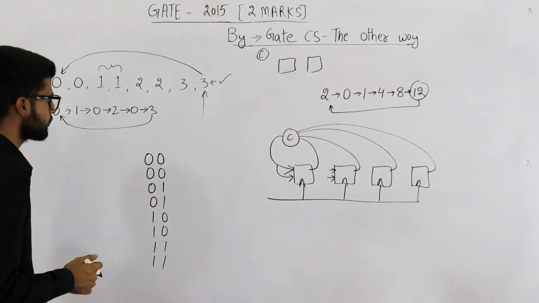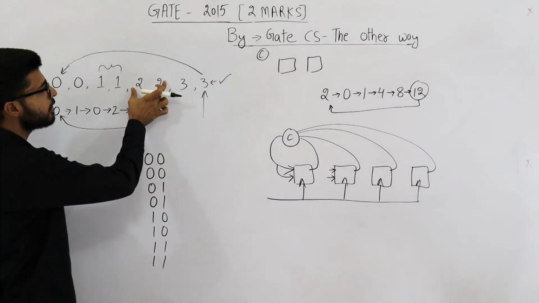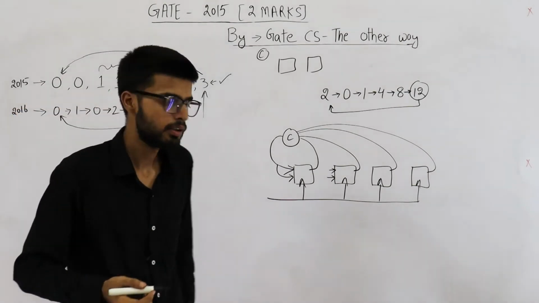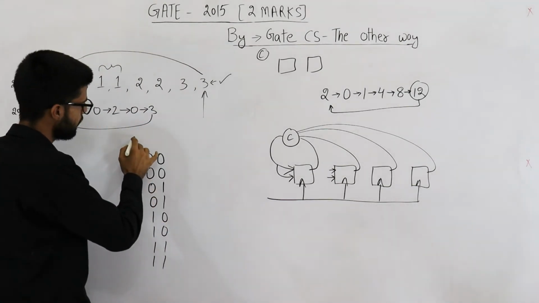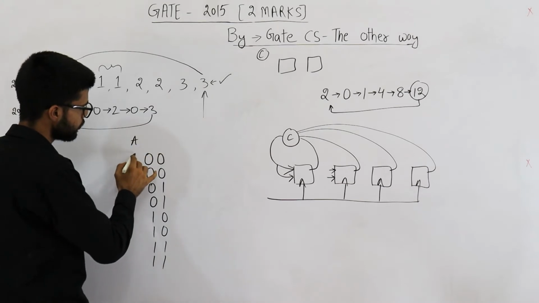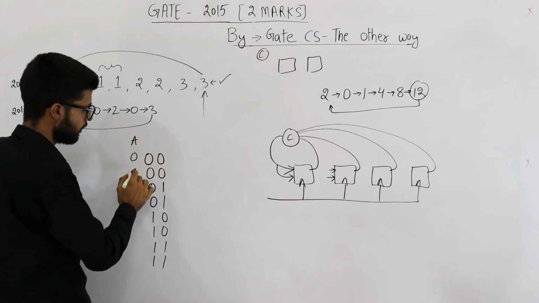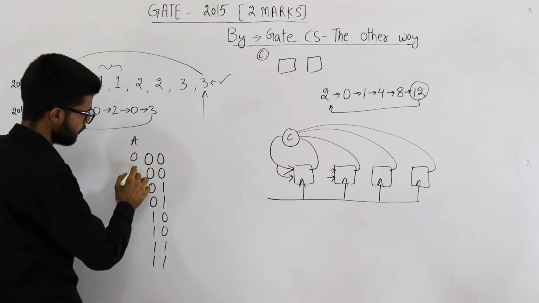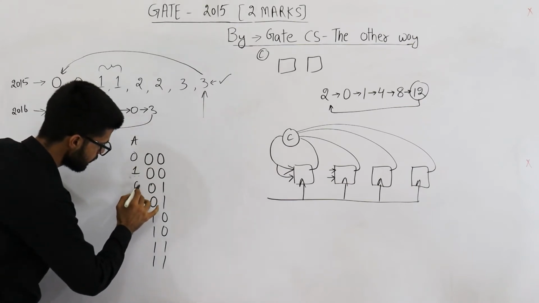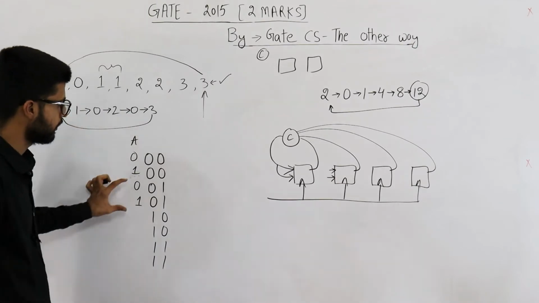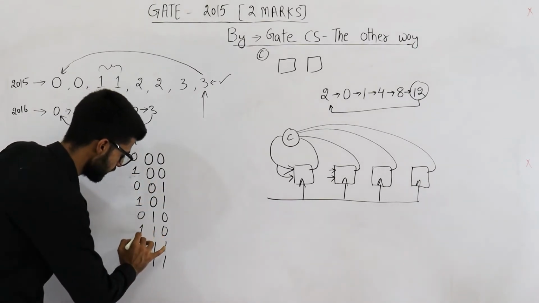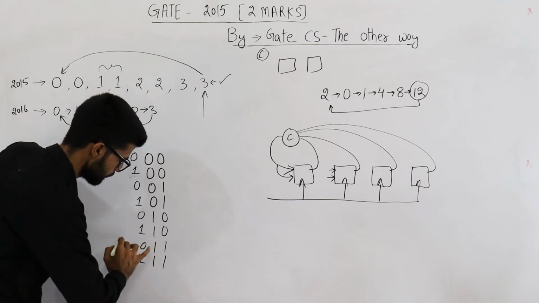One solution is, because we need to distinguish between two unique items only, why don't we fix one bit? I'm saying there is a bit named A whose value is 0 for this 0 and 1 for this 0. Similarly, it is 0 here and 1 here. So I can distinguish between both of these ones. It is 0 here and 1 here, 0 here and 1 here.